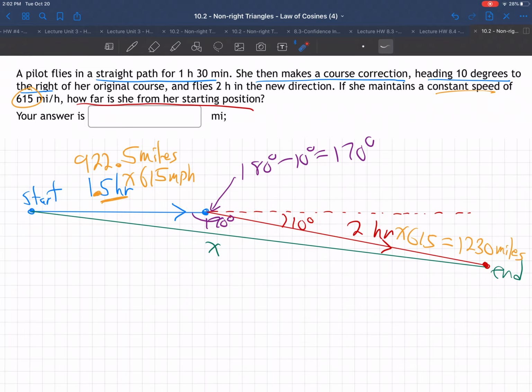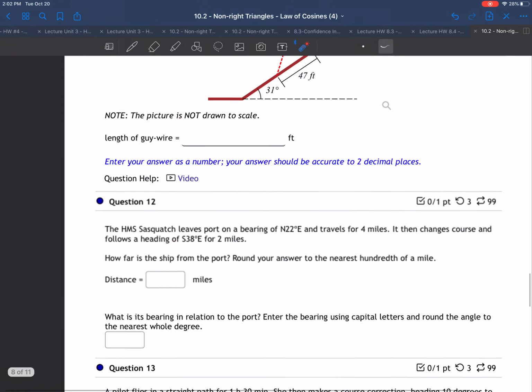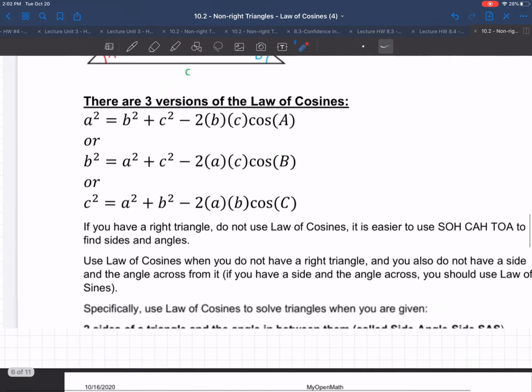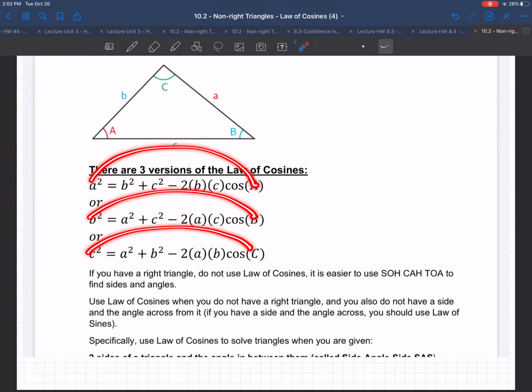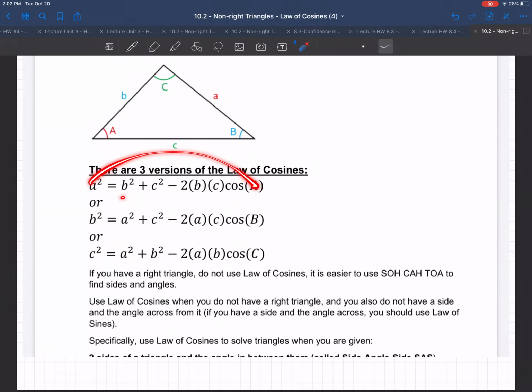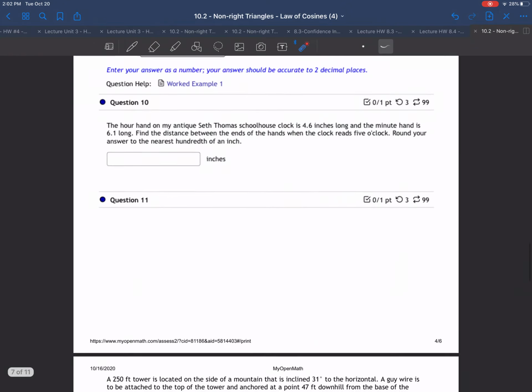Now, do you see I can use the law of cosines? When you have two sides and the angle in between, you can find the opposite side using the law of cosines. So here's the law of cosines. There are 3 versions of the law of cosines. It's always A across from A, B across from B, C across from C, with the other letters in between. So for example, A is across from A with B and C in between, or B is across from B with A and C in between, etc.